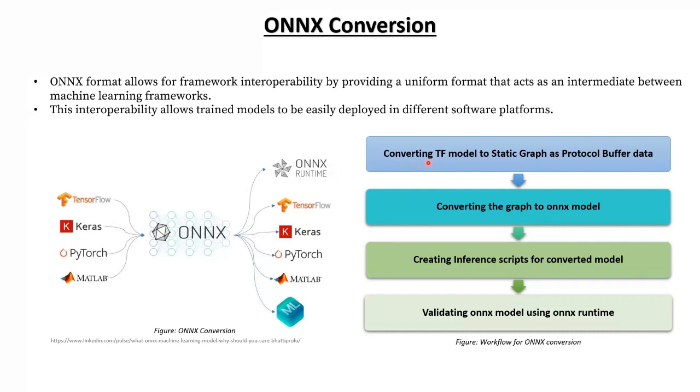So the steps were: you convert your TF model into static protocol buffer data, then you convert that data into an ONNX model, then create inferencing for that ONNX model, and then validate using that ONNX model.